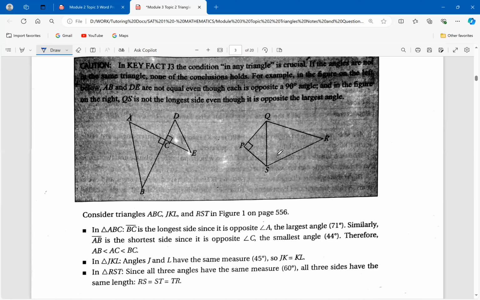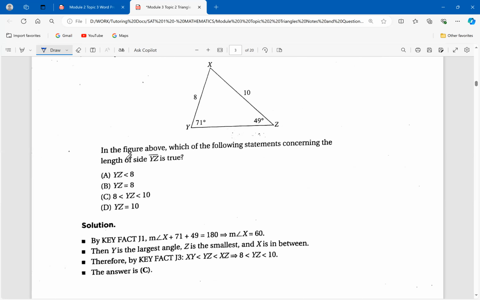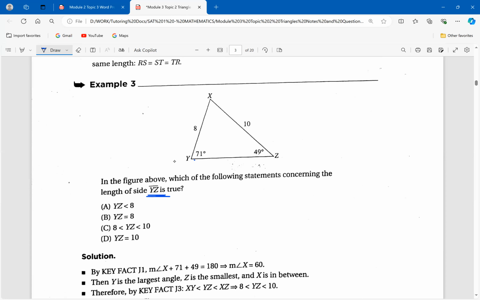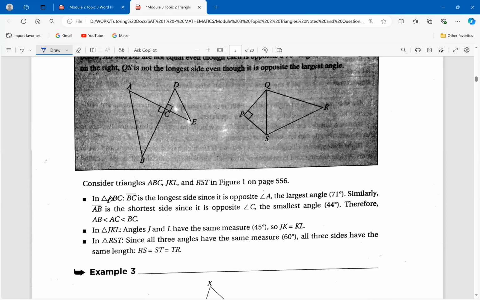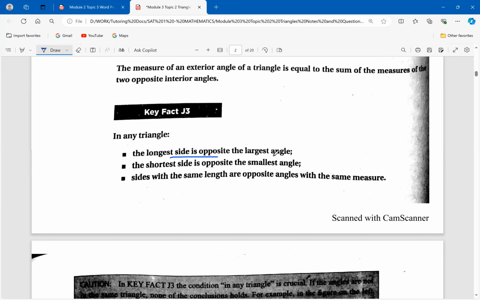All right. Now, example number 3. Which of the following statements concerning the length of side YZ is true? This is side YZ. One of the sides is 8, one of the sides is 10. So what should be YZ? Guys, there's a rule before this that you need to know: the longest side is always opposite to the largest angle. The shortest side is opposite to the smallest angle. Sides with the same length are opposite angles with the same measure.